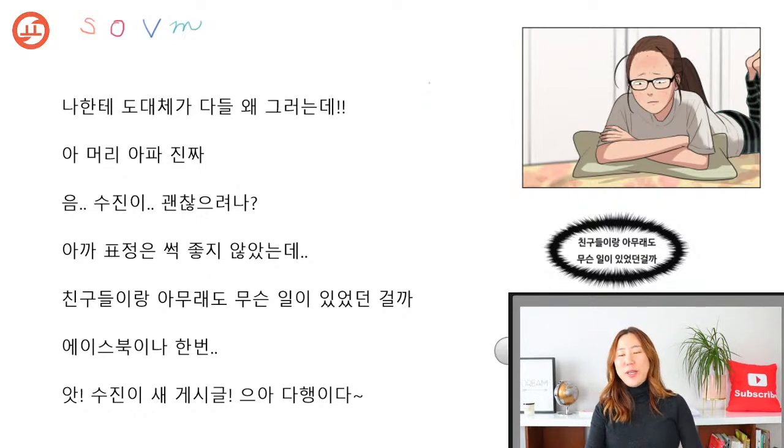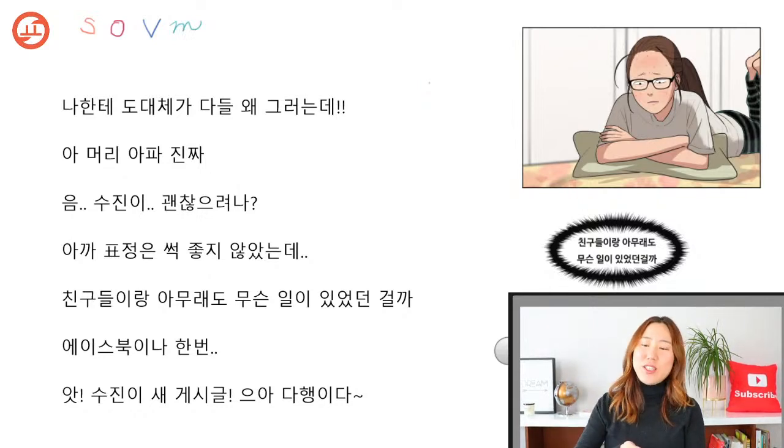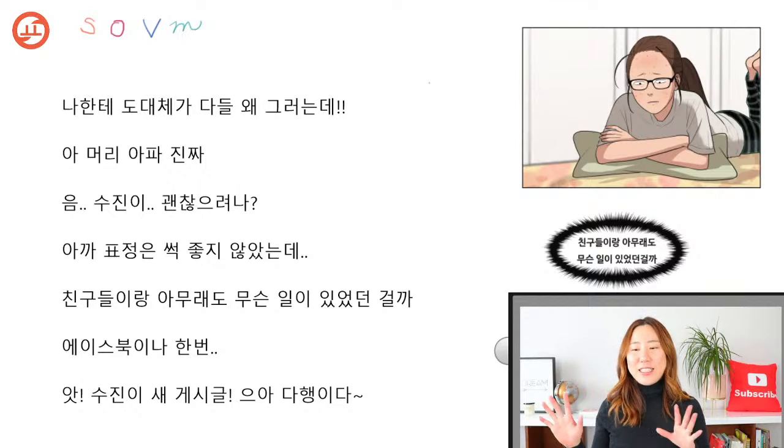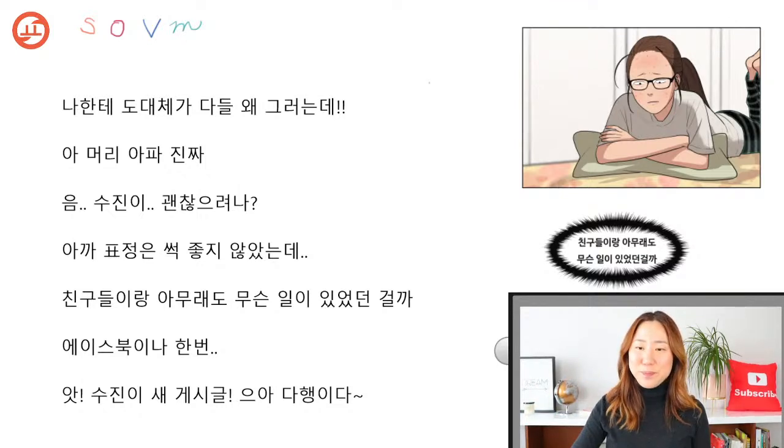Why is she saying? Because in the previous episode, she hung out with her and Sujin bumped into the old high school friends. And they were acting very strange, right? Almost like bullying her. 친구들이랑 아무래도 무슨 일이 있었던 걸까?